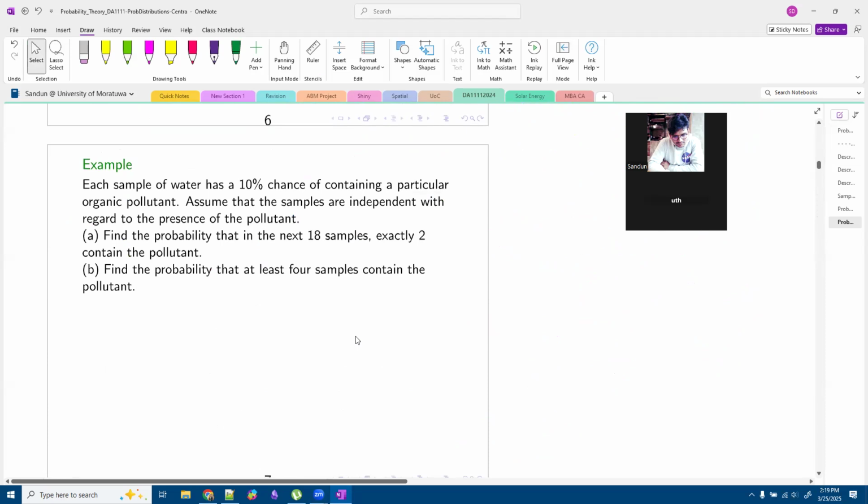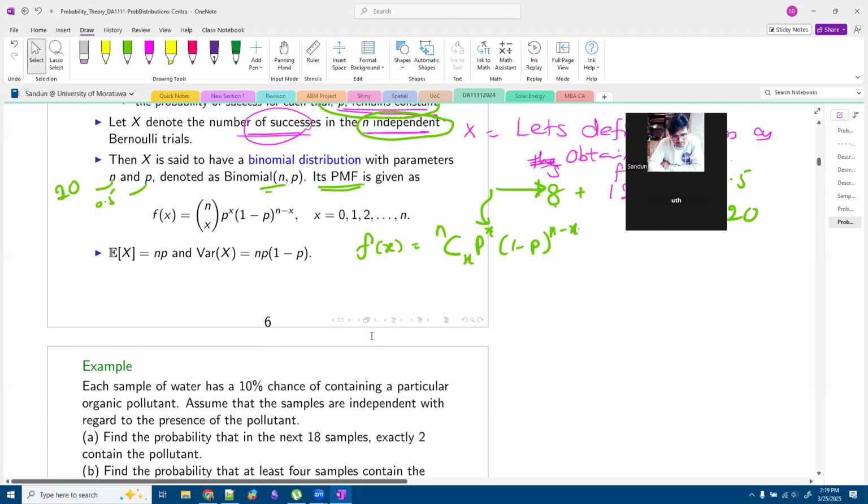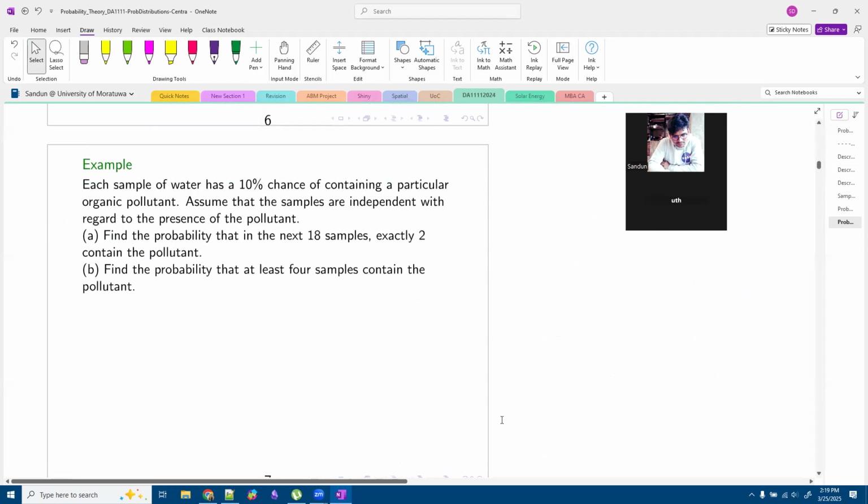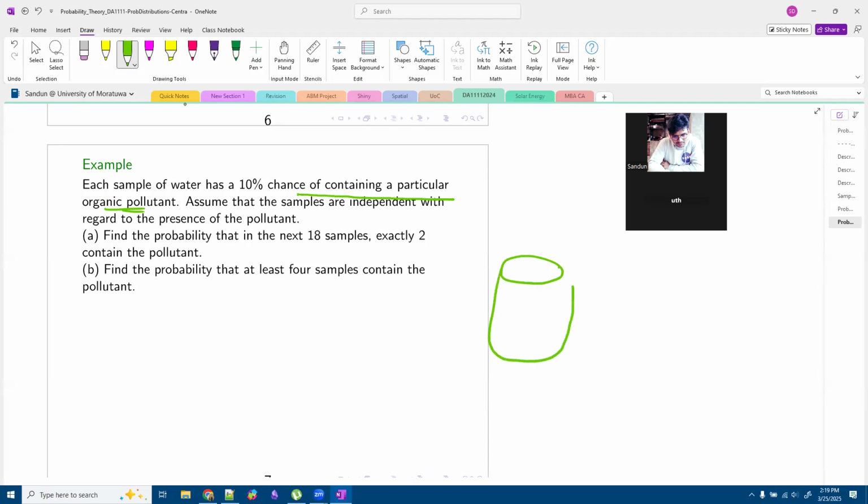So you have each sample of water. Now let's look at how this is becoming a binomial distribution. Let me explain it. Each sample of water has a 10% chance of containing a particular organic pollutant. So if you take a water sample, you have a 10% chance that this water sample will contain a particular organic pollutant, whatever the pollutant.